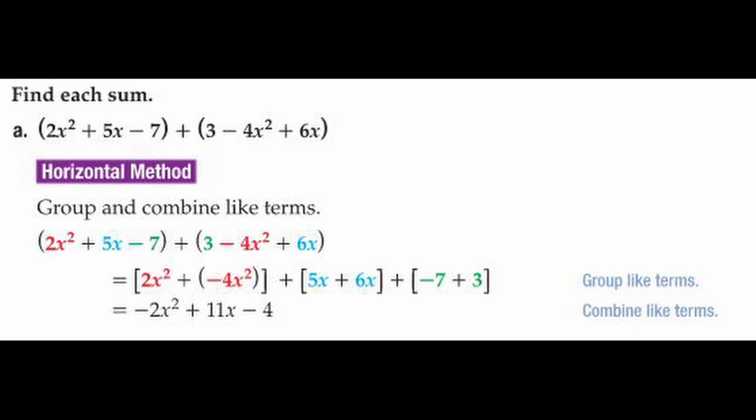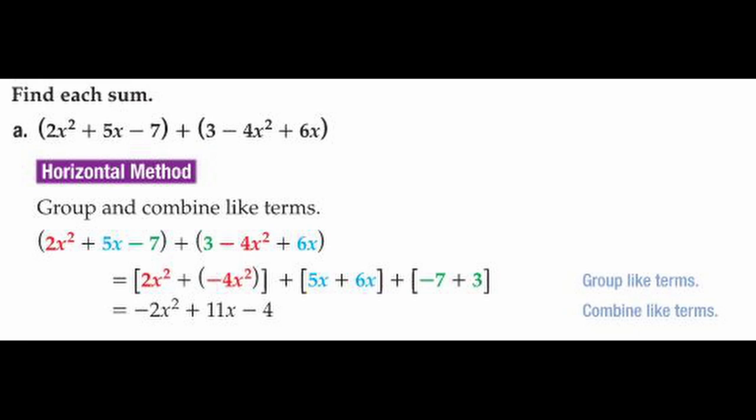The blue is x to the first power, it's the second largest. And then the green is the constants with no degree at all. So down here, if you add 2x squared plus negative 4x, you get negative 2x squared. So we write down negative 2x squared on the next line.